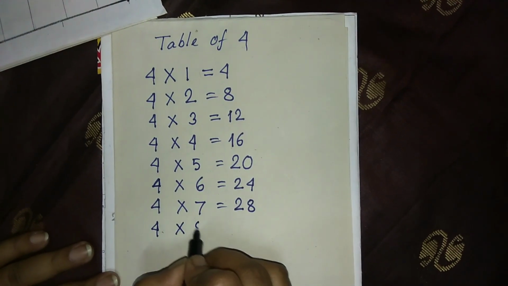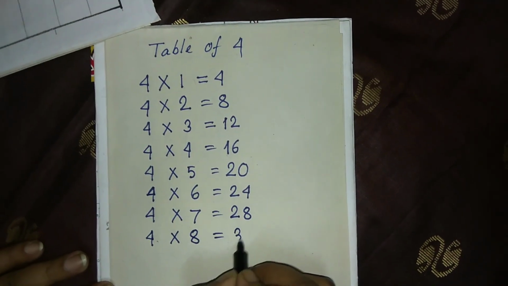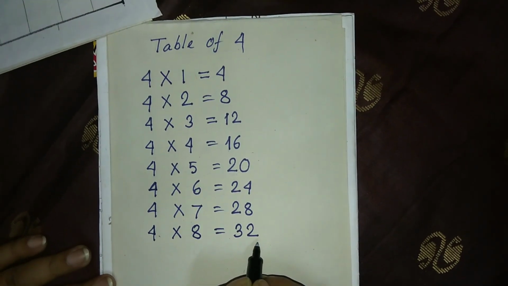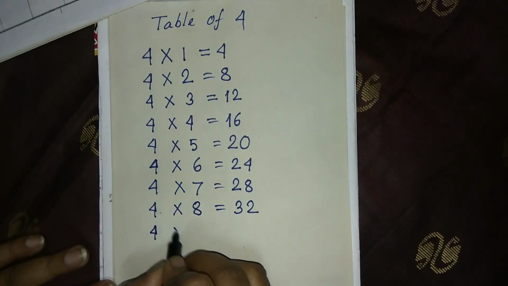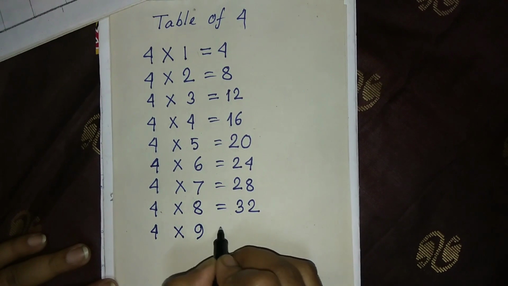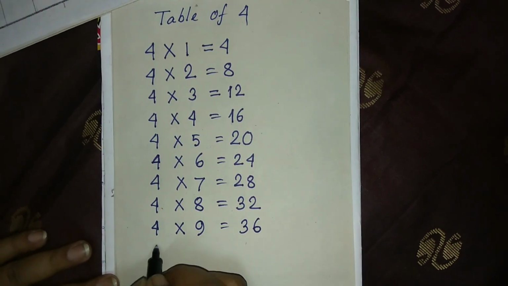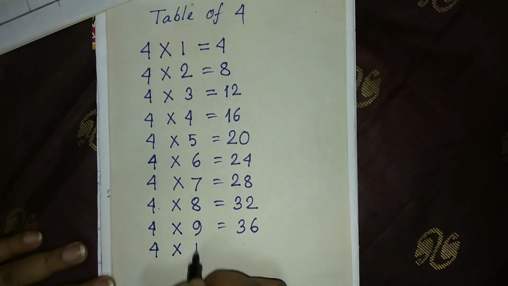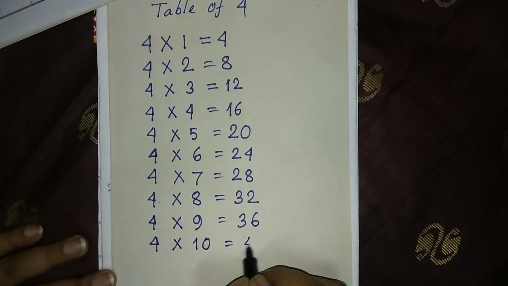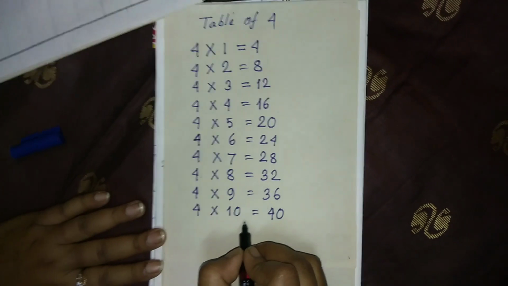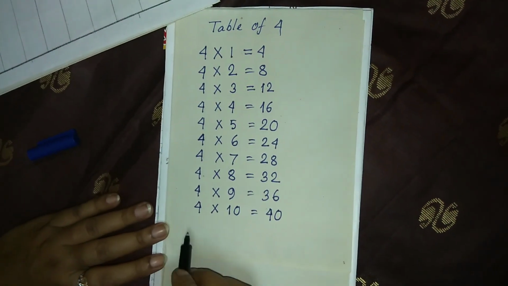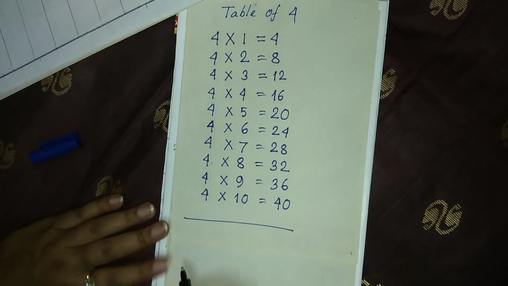4 multiplied by 8 is equal to 32, so 4 eights are 32. 4 multiplied by 9 is equal to 36, so 4 nines are 36. 4 multiplied by 10 is equal to 40, so 4 tens are 40. Okay, so this is the writing process.